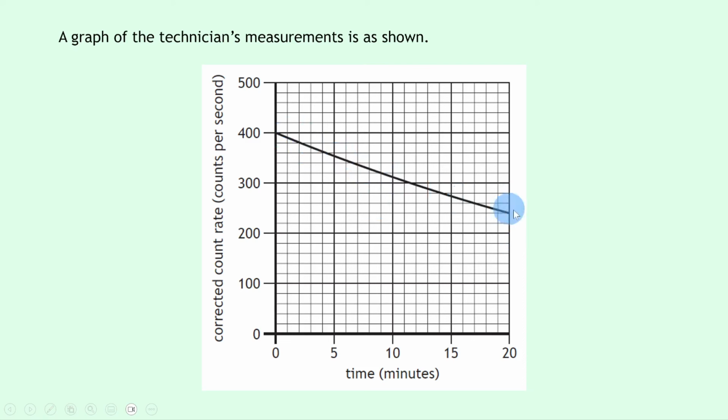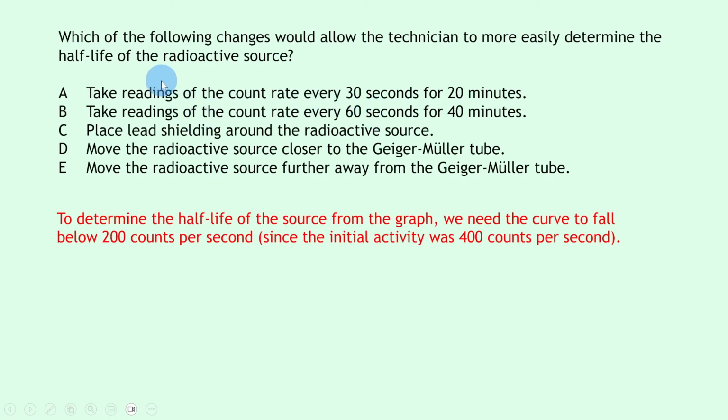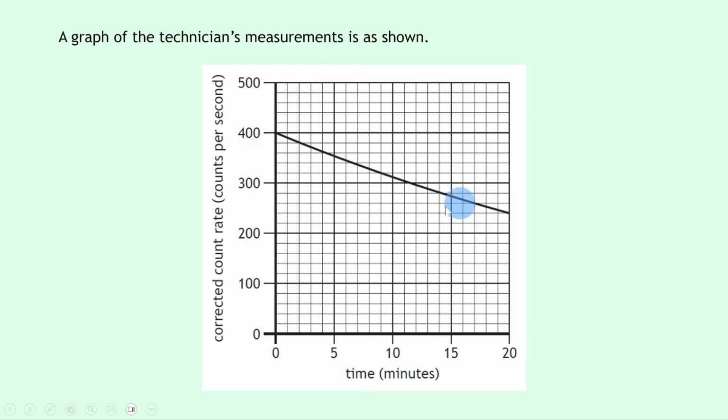However, you can see initially that it's not going below 200. So how do we get that below 200 counts per second? Well, we would need to time for longer because we've only timed for 20 minutes there. And you might be wondering why it's not the first statement, take readings of the count rate every 30 seconds for 20 minutes. Well, what you would be doing there is adding more points onto the graph here on this line, but it would still form the same line.